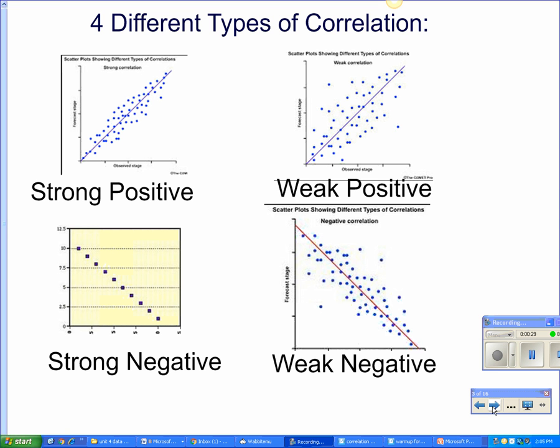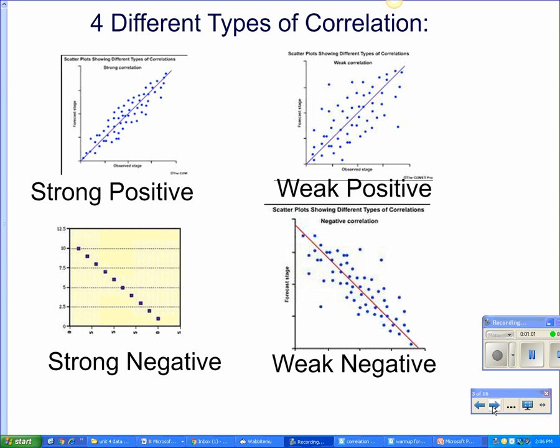This one, the line is still going up, so it's positive. But you see how the dots are more spread out? So that makes it weak. So kind of think about this line being a magnet. If you have a strong magnet, then it picks things up. It draws it close to it. But if you have a weak magnet, it doesn't pull things to it very well. So this one's weak.